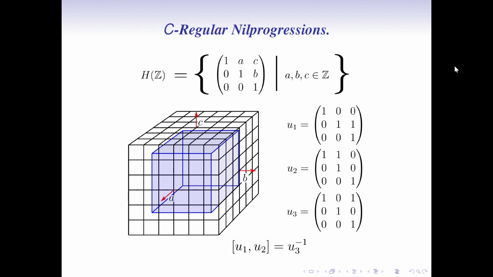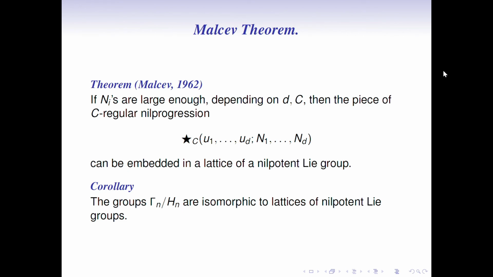And in general, all C-regular nil progressions look very similar to these boxes. By a classical theorem of Malcev, these boxes can always be taken as subsets of simply connected nilpotent Lie groups, provided the dimensions Ni are large enough depending on D and C. Fortunately for us, that is our situation, and the groups gamma_n over H_n are isomorphic to quotients of lattices in simply connected nilpotent Lie groups.